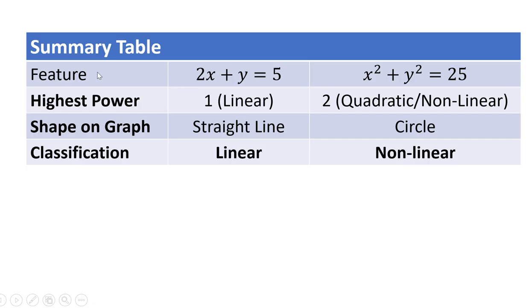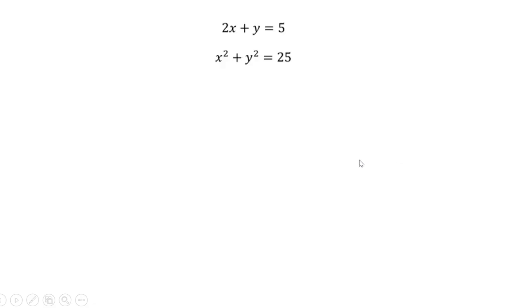So here's a summary table. If it looks like this, highest power is 1, it's linear, the shape of the graph is a straight line, and the classification is linear. Again, highest power is 2, it's quadratic, non-linear, and it's a circle in this case. Anyway, let's get on to the question.